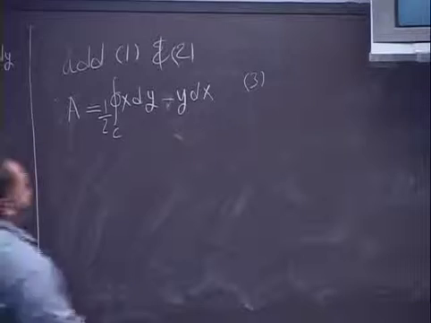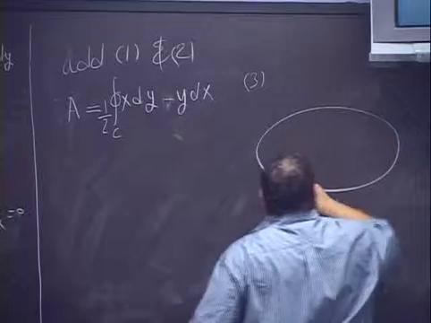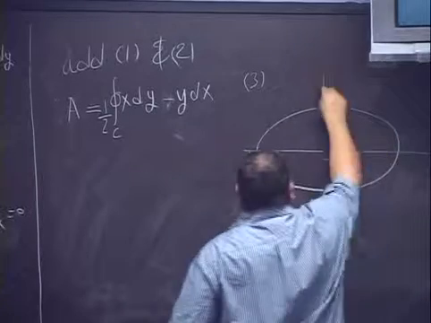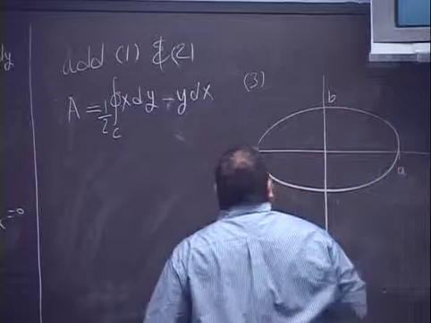Okay, so let's see an application of this. We have an ellipse like this. And this is a, this is b.